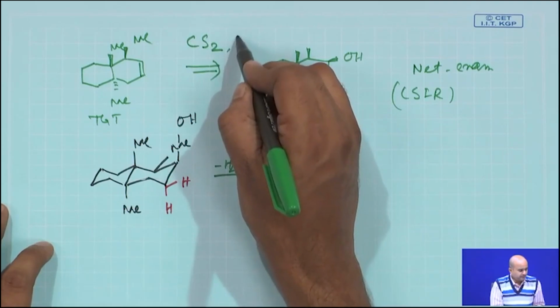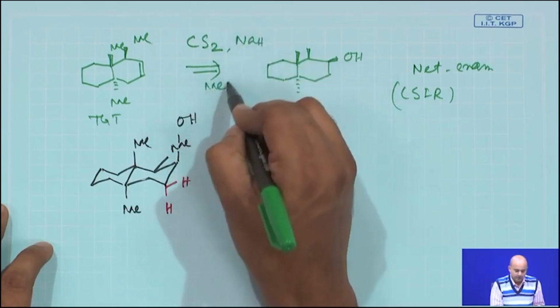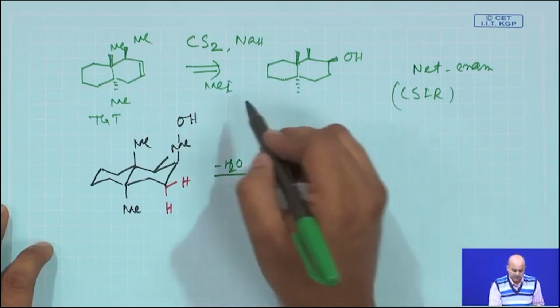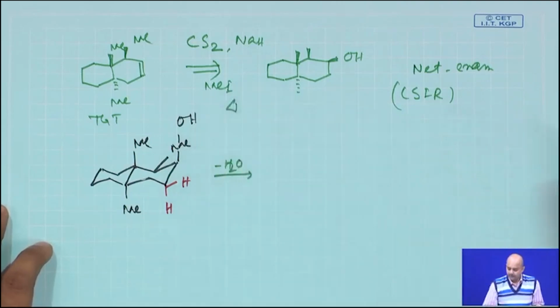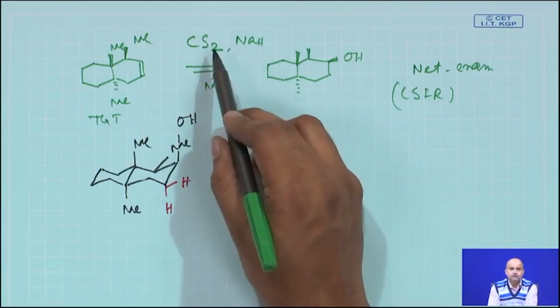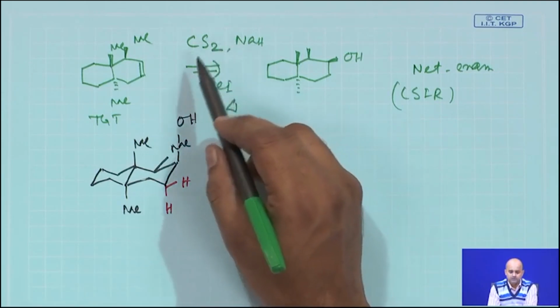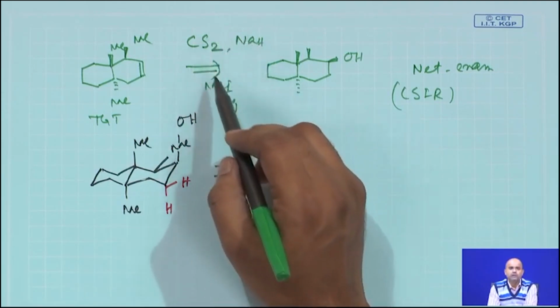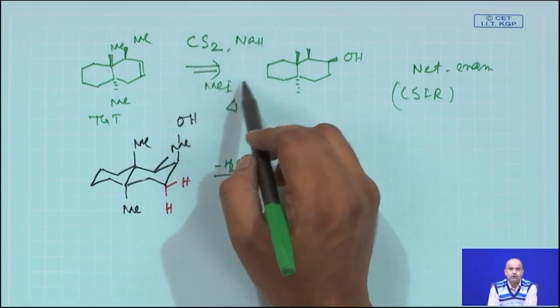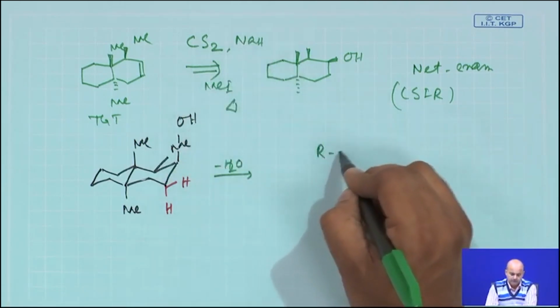They have given carbon disulfide, sodium hydride and methyl iodide, and heat is there. Now, does this reagent sequence give you some hint? If you remember the Barton-McCombie reaction, we talked about similar kinds of reagents. Now, what exactly is this?